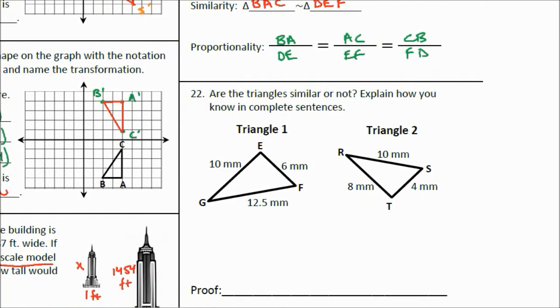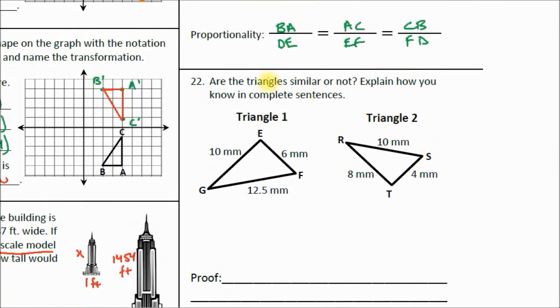All right, let's take a look at 22, another proof. Are the triangles similar or not? Explain how you know in complete sentences. So are they similar or not? Well, we've got our shortcuts again. Let's take a look. We've got angle, angle. We've got side, side, side, and we have side, angle, side. Well, looks to me like we don't know any of the angles, and that takes out these two. And all we're left with is proving by side, side, side.